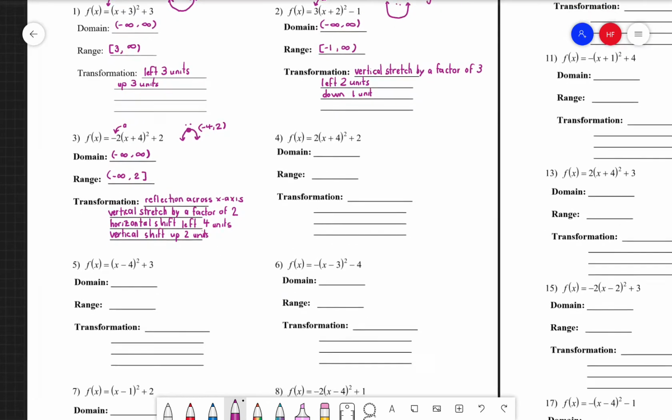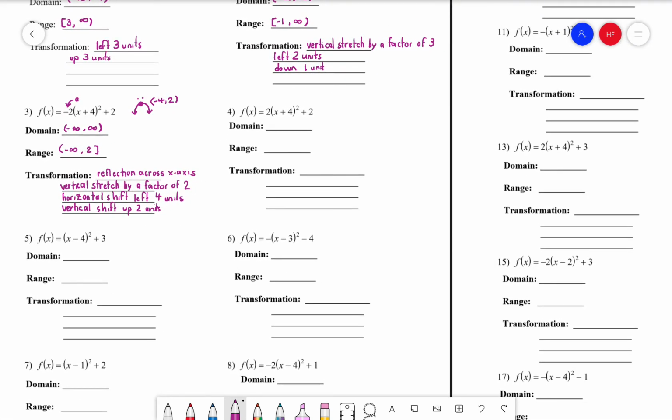On number 4, we have f of x equals 2(x plus 4) squared plus 2. So this is my a value, and it is positive 2. Then I have my vertex at negative 4, 2, and it's positive. So this is an upward-facing parabola with a vertex at negative 4, we take the opposite, and then 2, we take it as it is.